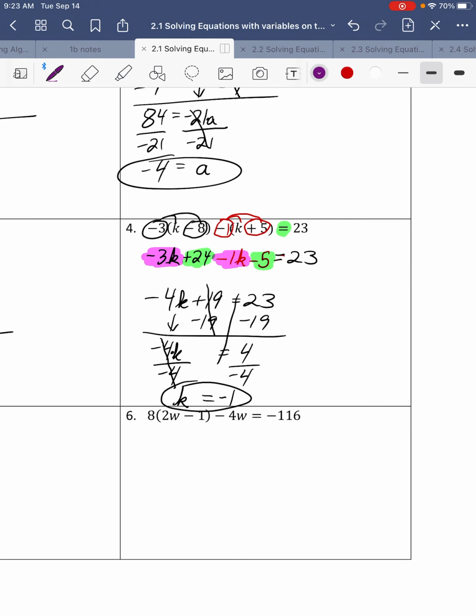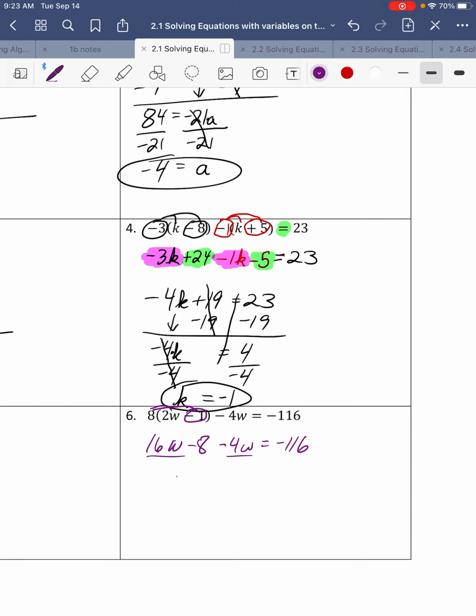And another problem here. Number 6, we have 8 times 2w. Let's simplify that. 16w. 8 times a negative 1 is a negative 8. And minus 4w comes down, equals negative 116.